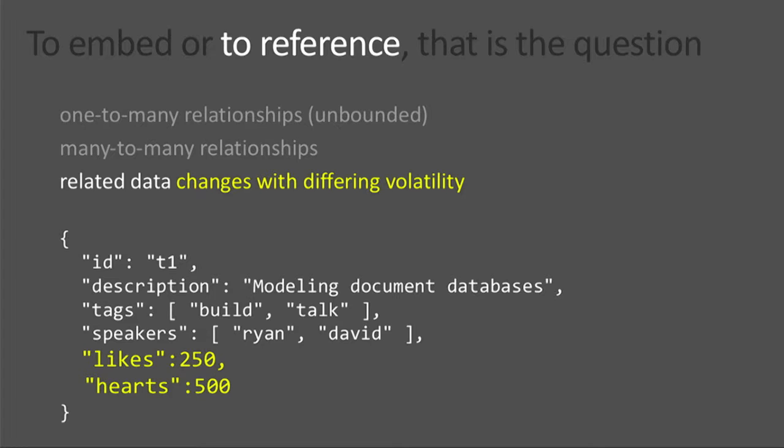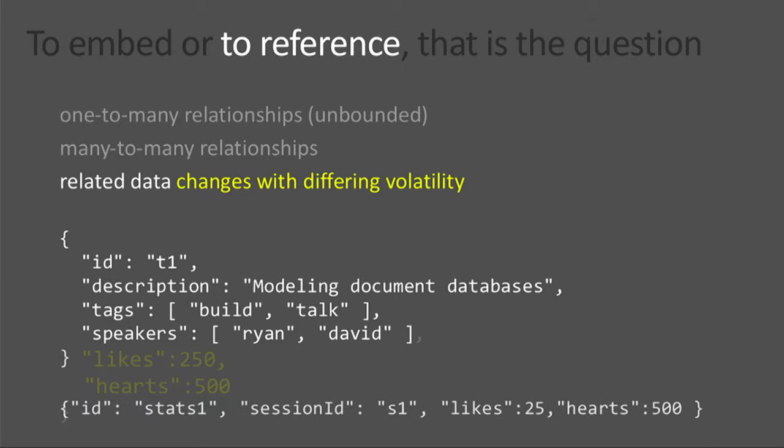So it may actually be better to take this volatile data and explode it out into its own separate document. So now I have the core session on its own, which changes very infrequently, and then a very small document that changes frequently. And now when I add a like or a comment or a view count or whatever the case may be, it's a very small document that I have to keep updating. Sure.